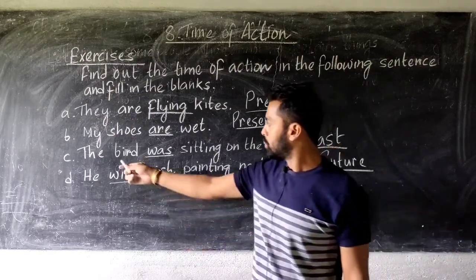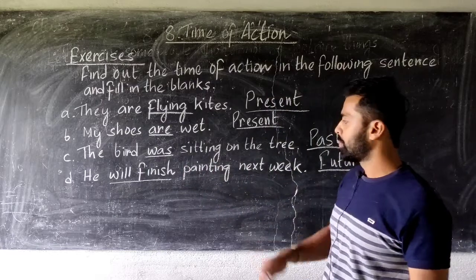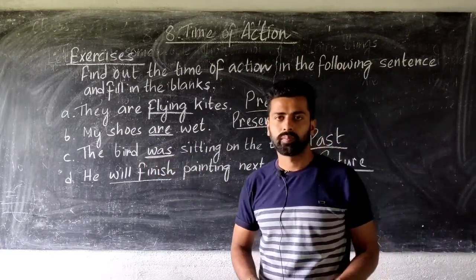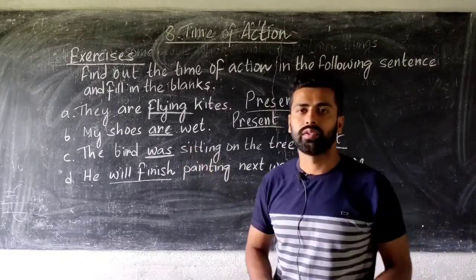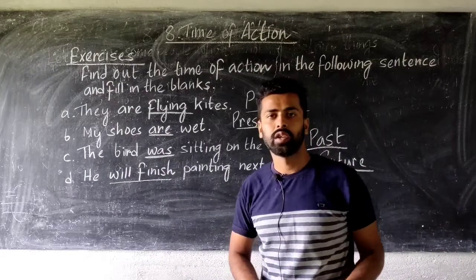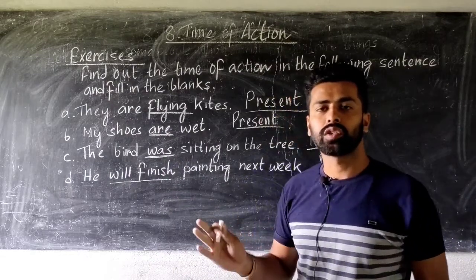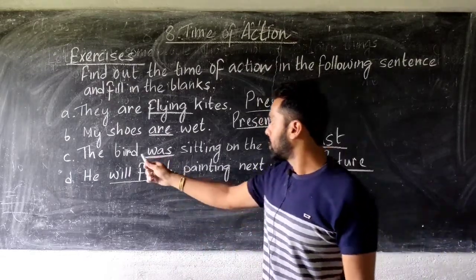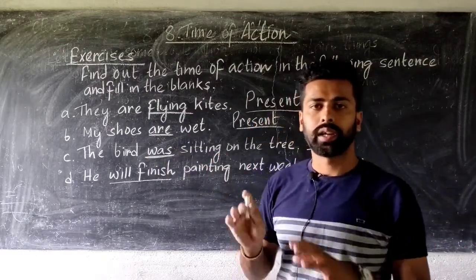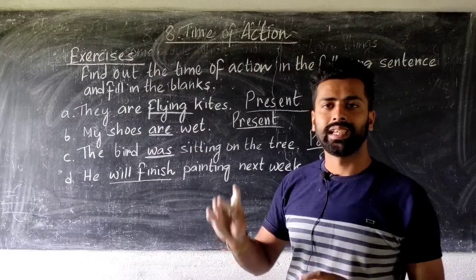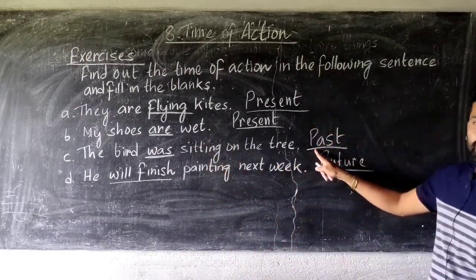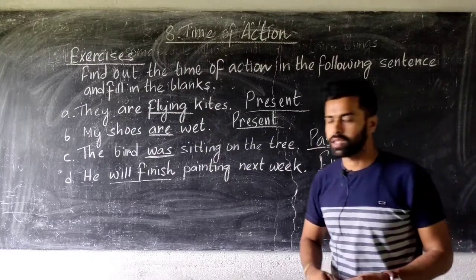Next you see, the bird was sitting on the tree. Here also we have the helping verb was. This was refers to a past time. Wherever you find was and were in a sentence, it refers to a past time. The bird was sitting on the tree means the bird was sitting there earlier, but at present the bird is not on the tree. So this action is done in the past time, and we write past here.